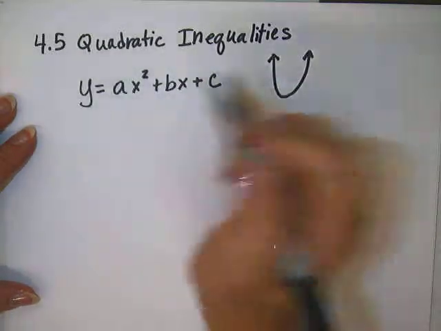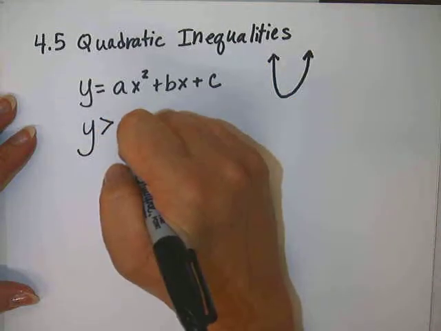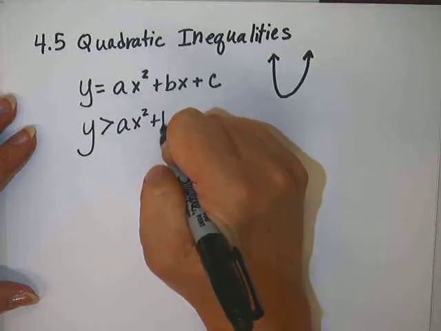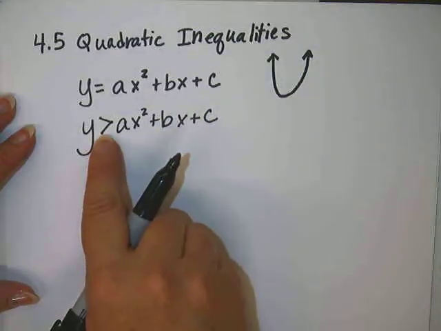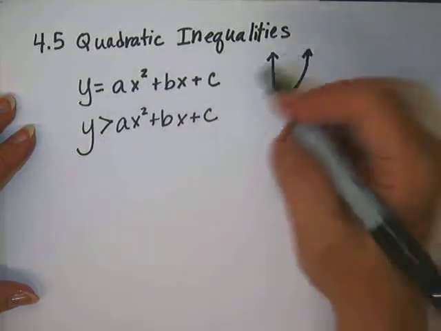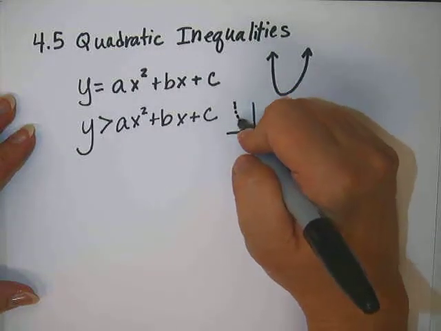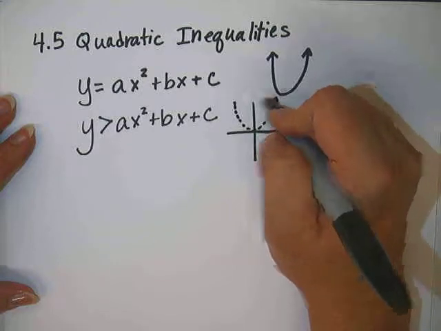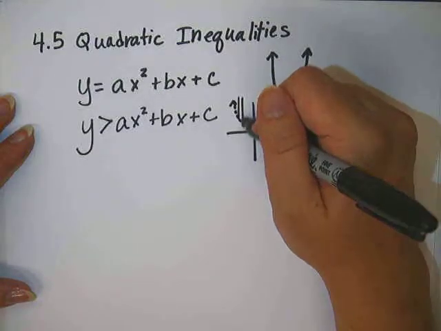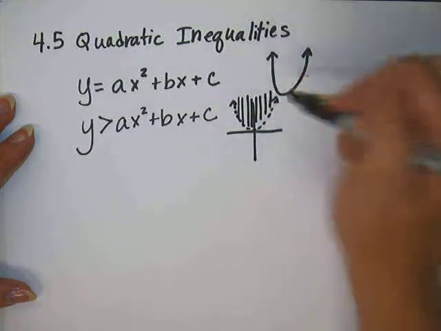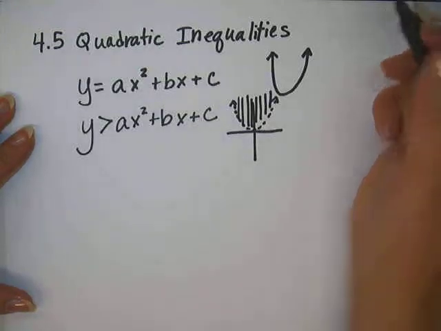However, if we want to use some inequalities, we could start thinking about it being greater than that graph, in which case, if it's greater than but not equal to, it wouldn't include the graph itself. So to show that, we would do a dotted line, and then shade the area above the graph to indicate that it's the points that are greater. Okay?